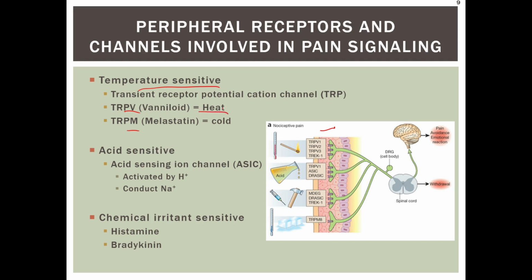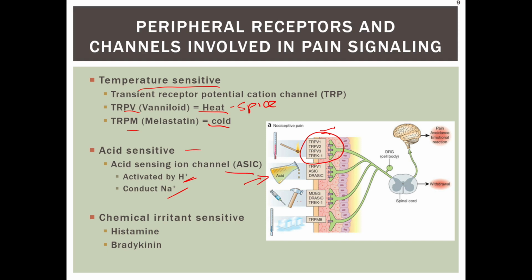The TRPV, the vanilloid type receptor, is sensitive to heat and also spice, so capsaicin from spicy food, or cold. We might see menthol as an example of giving that cold sensation. These are all peripheral sensors in the skin. Then there are acid sensing receptors here. They're activated by protons, and these channels conduct sodium. These are the acid sensing ion channels.